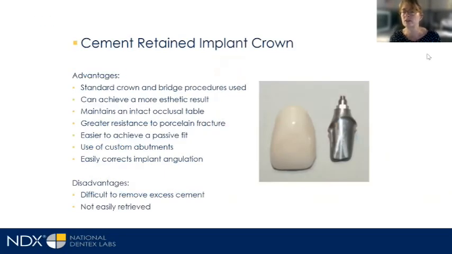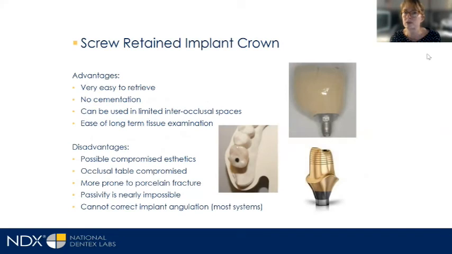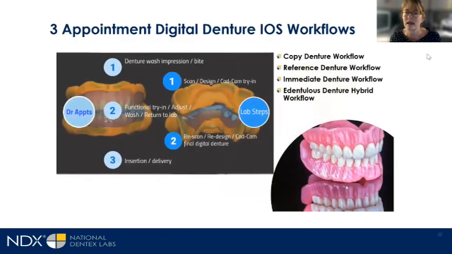And this is just an example of what a cement retained crown would look like versus a screw retained crown. There are pros and cons to each, some philosophical differences that you will make decisions on for yourselves. And then, of course, we can take scans for dentures as well now. So just highlighting some exciting things that we're able to do with intraoral scanning. And so this is what I refer to as being digitally assisted, if you will.